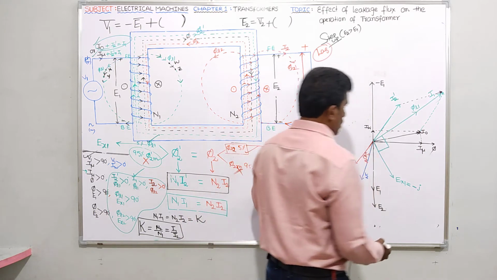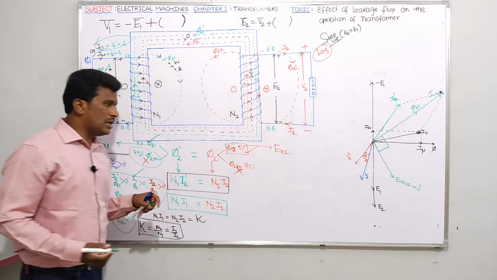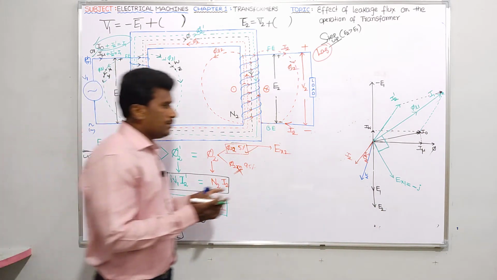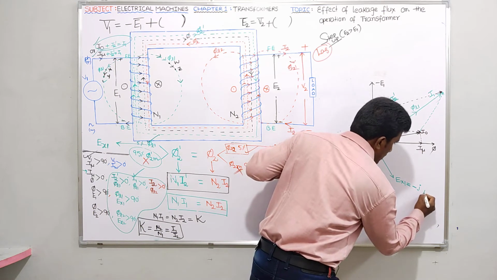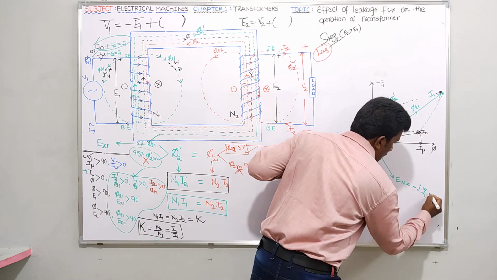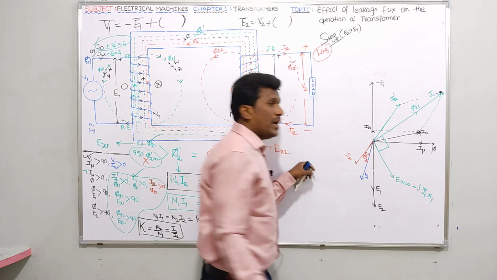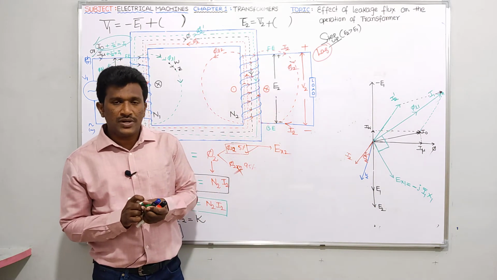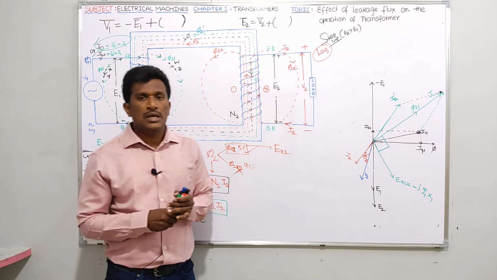So I told you this Ex1 is nothing but just a drop. Let me show the drop related to the primary side, so I can write I1 bar X1. You may get one doubt: sir, why are you using only the X1 term? Why are you not using a resistance term?